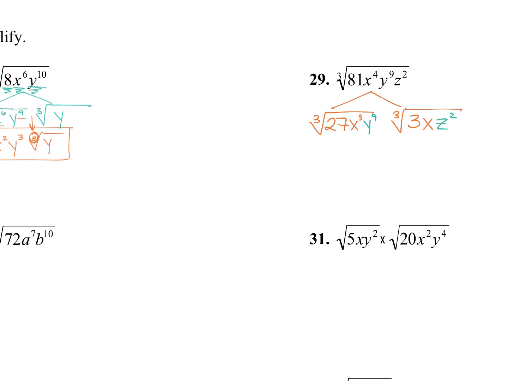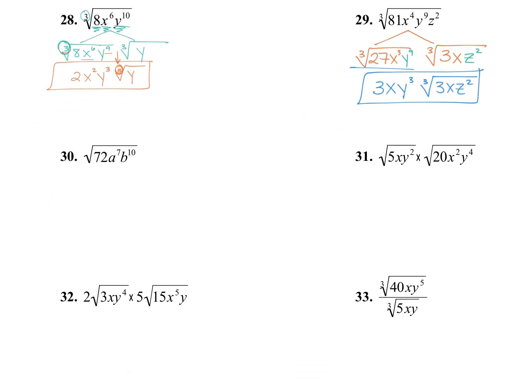And now you can just take the cube root. So cube root of 27 is 3. Cube root of x cubed is x. Cube root of y to the 9th is y to the 3rd. And then you're left with this stuff. Taking it out on your calculator? Be nice. Questions on that?